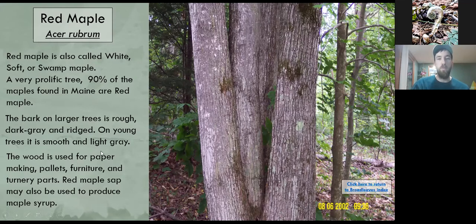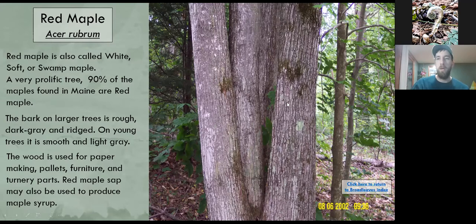Has a lot of uses commercially. Typically it's not as sought after as some of the higher value hardwood trees like sugar maple, but some of the higher quality trees are often used for the same uses, but it also makes pallets. You can also utilize the sap for making maple syrup.